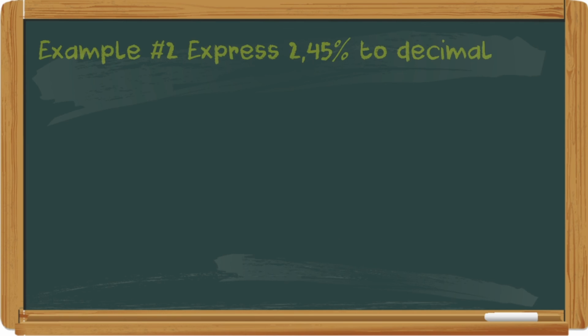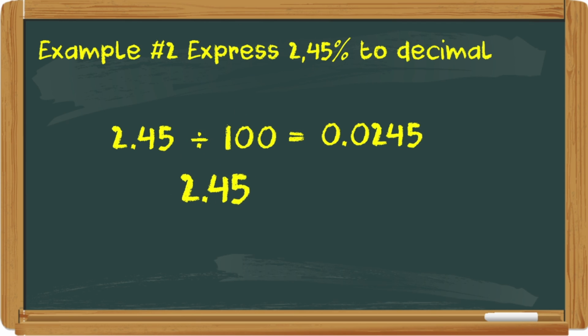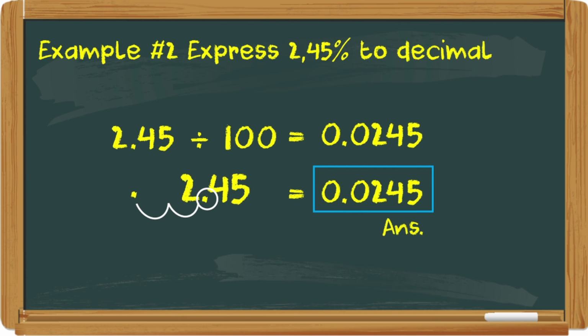Another one, express 2.45% to decimal. So that is 2.45, removing the percent sign, divide by 100 is equal to 0.0245. Or the second method, move the decimal places to the left, 1, 2, we have now 0.0245 as the final answer.